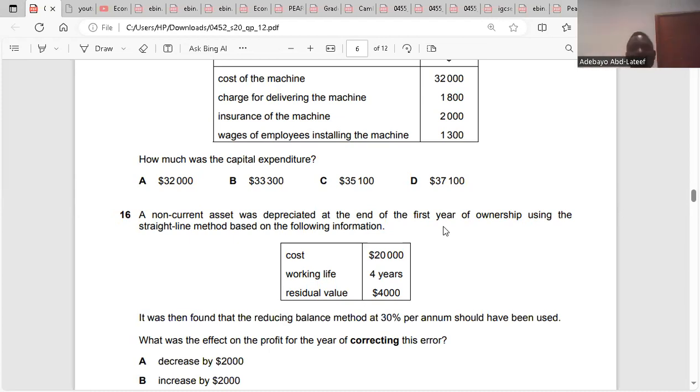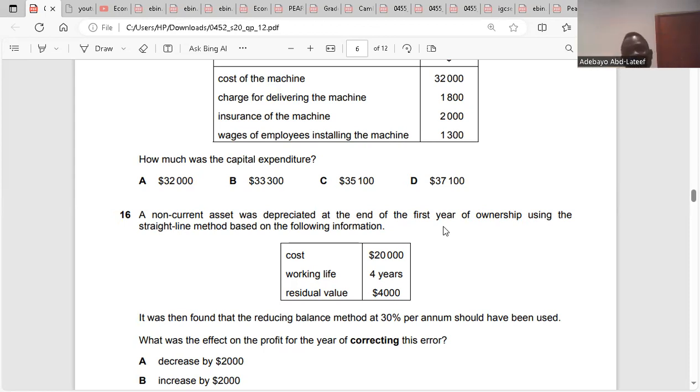So to use reducing balance method, the value is the cost of the asset multiplied by 30%. 20,000 multiplied by 30 over 100 gives us 6,000. So 6,000 was supposed to be used, but we used 4,000. Do you understand? So that means our profit would have been overstated, because your expense was supposed to be 6,000, you used 4,000. So that means you have overstated your profit by 2,000.